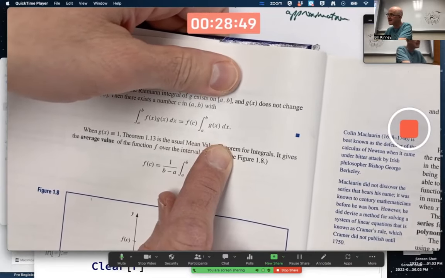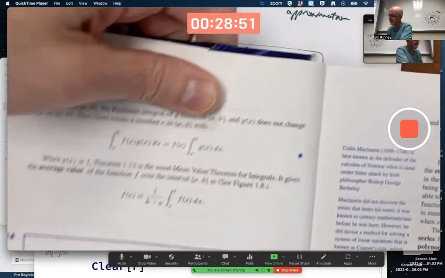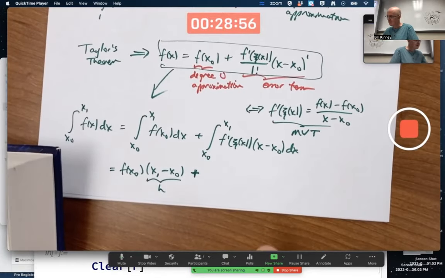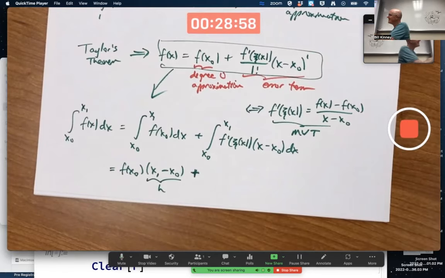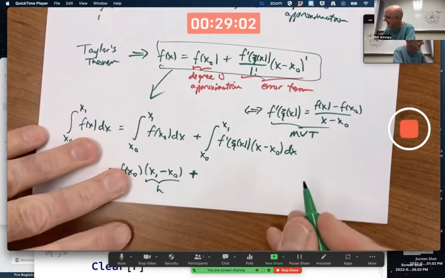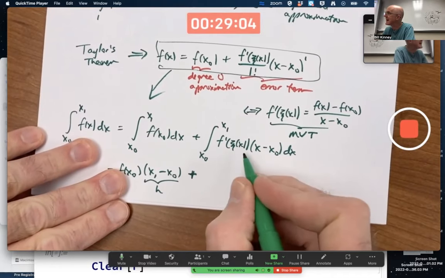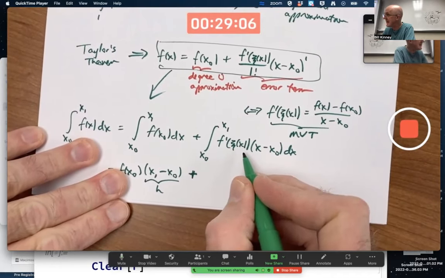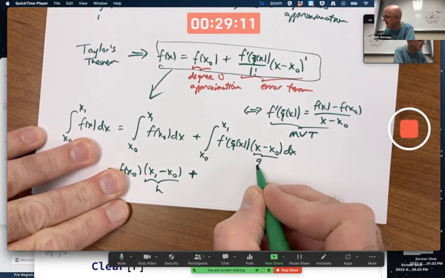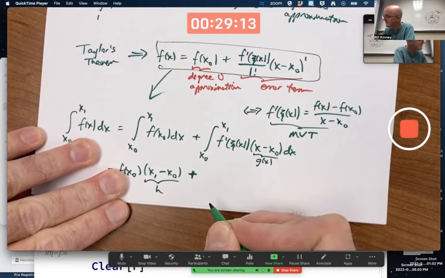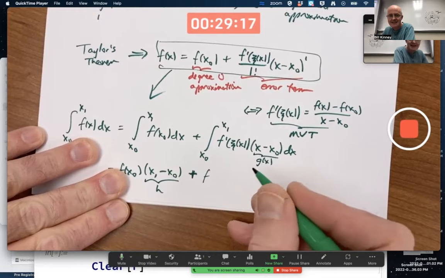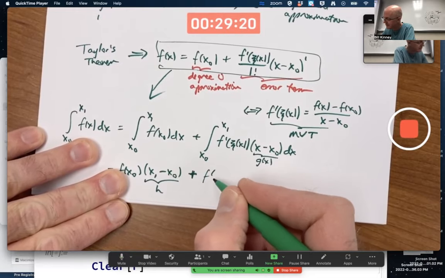That's effectively what I'm about to use, sorry. This f prime of c of x is like the f function in that theorem we were just looking at. And this function is like the function g of x. So there's some number c between x0 and x1 where this is true.